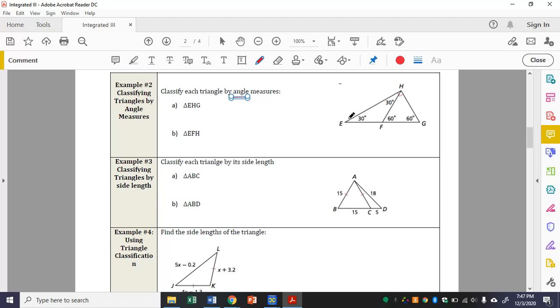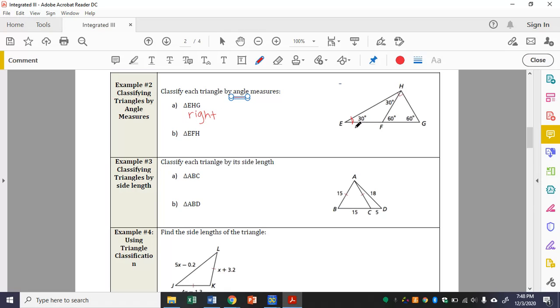So angle E here is 30 degrees. Angle G is 60 degrees. And I see that I have a right angle here. So if I'm classifying it by its angle measures and I see that I have a right angle, that means I have a right triangle.